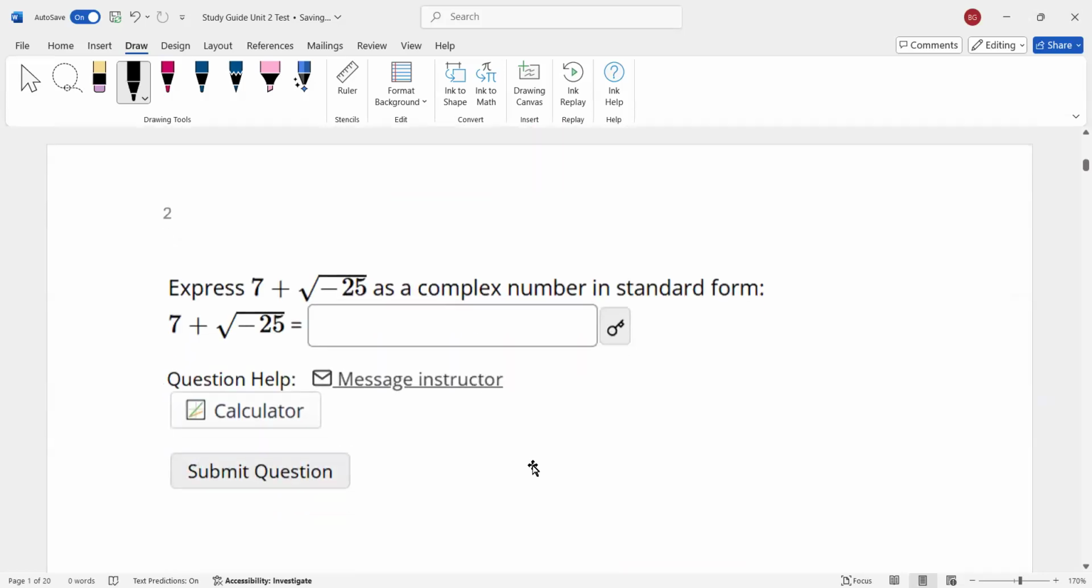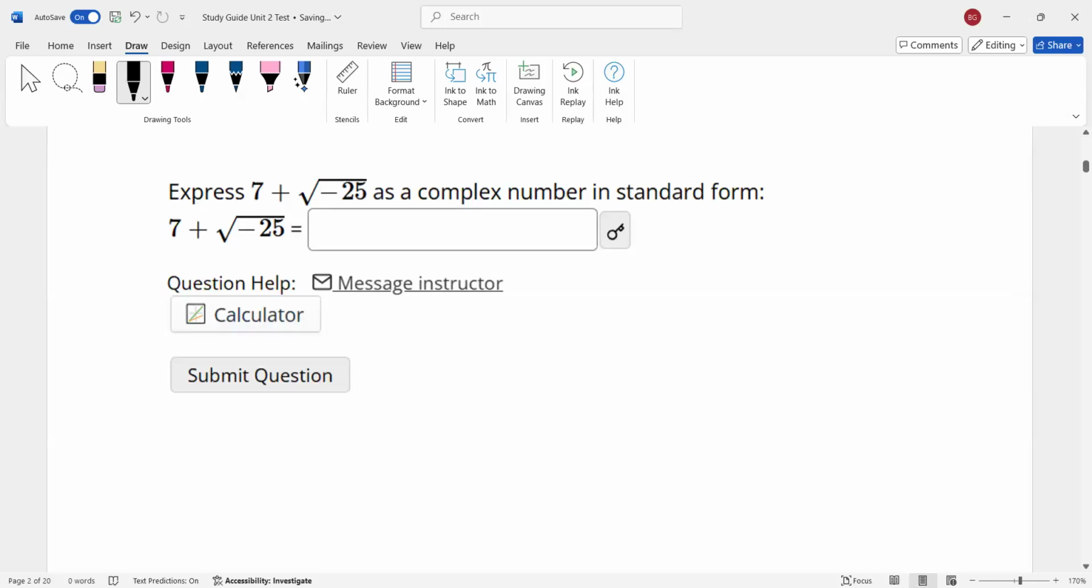Second problem. Express 7 plus the square root of negative 25 as a complex number in standard form. A complex number in standard form is a plus bi. Okay, let's do it. We have 7 plus the square root of negative 25. When we covered the first section of this unit, I gave you one sentence. I wrote the sentence in red. That's something you need to include in your notes and memorize, understand and memorize.